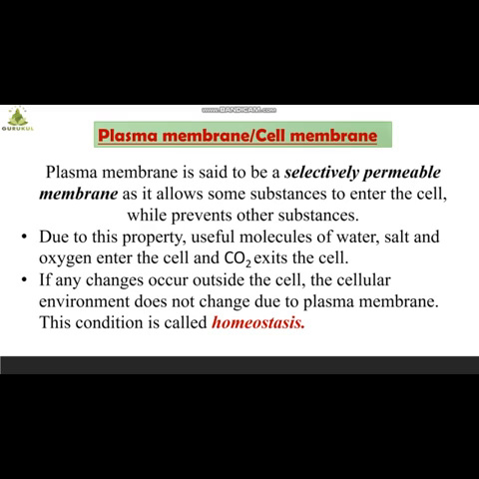Now this particular property of the plasma membrane is very useful. Useful molecules of water, salt and oxygen can enter the cell, and carbon dioxide, which is a waste product that is not required, can exit the cell. So certain things will enter, and certain things will exit. So this is selectively permeable. Now if any changes occur outside the cell, the cellular environment does not change. The cellular environment means the components inside the cell.